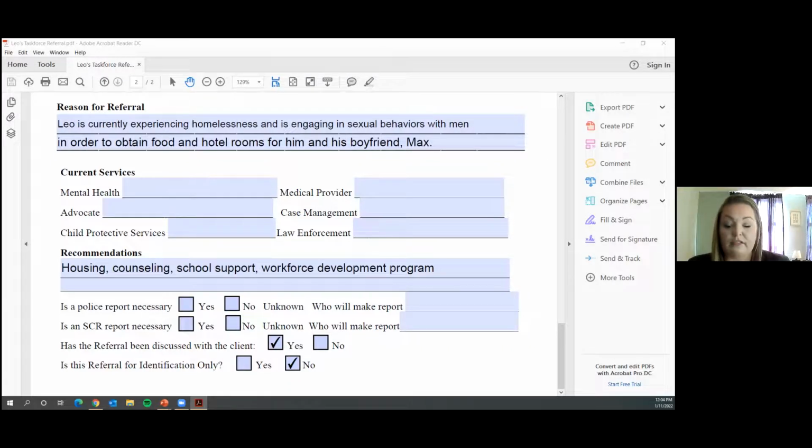So if it's for identification only, you can say, yes, that's okay. But if you want the child to have services and the child is open to services, or the parent is open to services, then check no, so that we know that it's okay to contact the parent or contact the child to set up services.